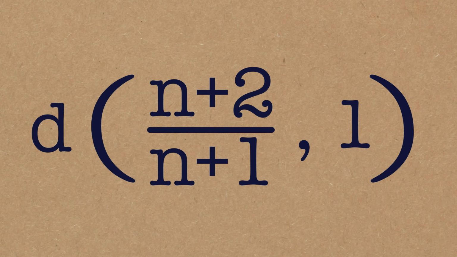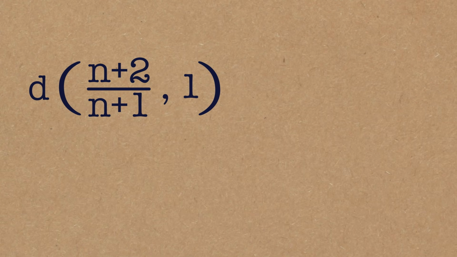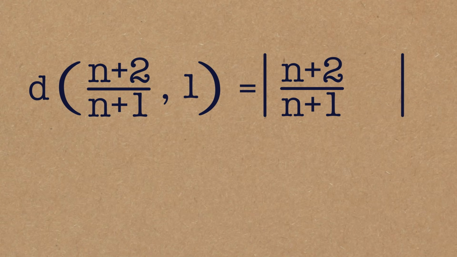And then we work out the distance between these two. So I'm calling this our distance function. Now, if we're working in the real numbers, which these are all real numbers, then the distance function is just the modulus of one number subtract the other. So we take the modulus because it's a distance, so it should be positive. You can't really have a negative distance. So here, the distance in the real numbers is |(n plus 2 over n plus 1) minus 1|.